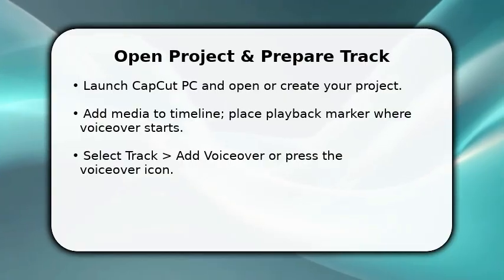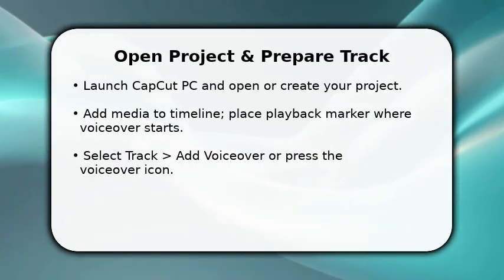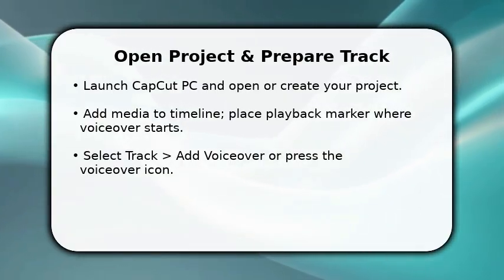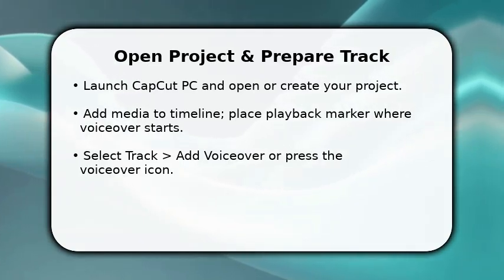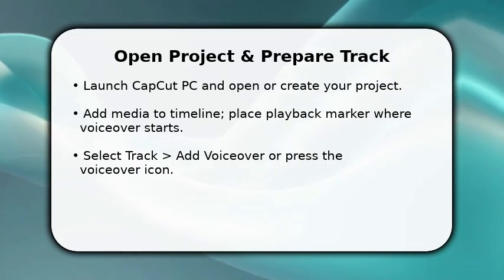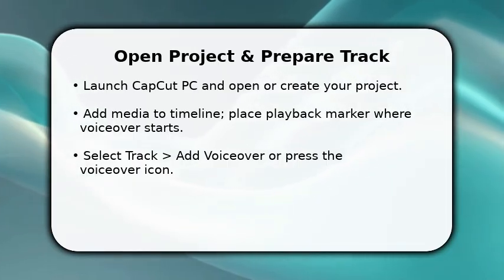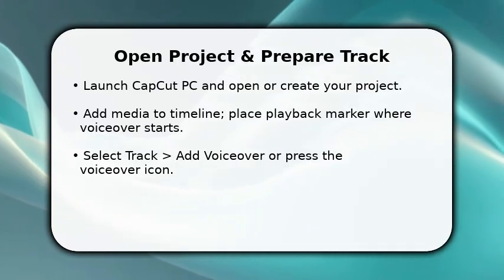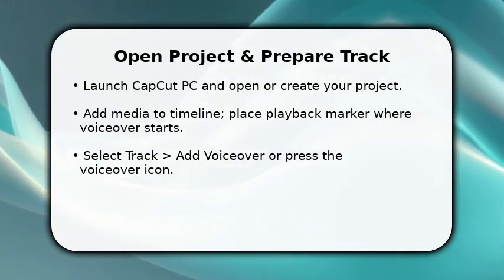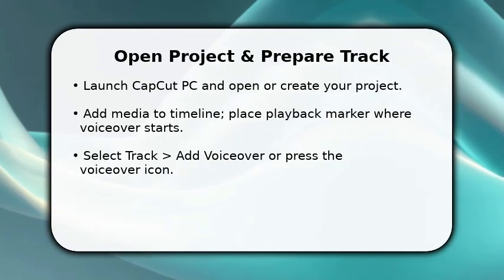You'll start by opening your project and positioning the playhead exactly where narration should begin. Once done, add or confirm the media on the timeline so you can hear context while recording. Click the VoiceOver button or choose track Add VoiceOver to open the recorder panel. Make sure to set input source and volume levels before recording, otherwise you'll need retakes.